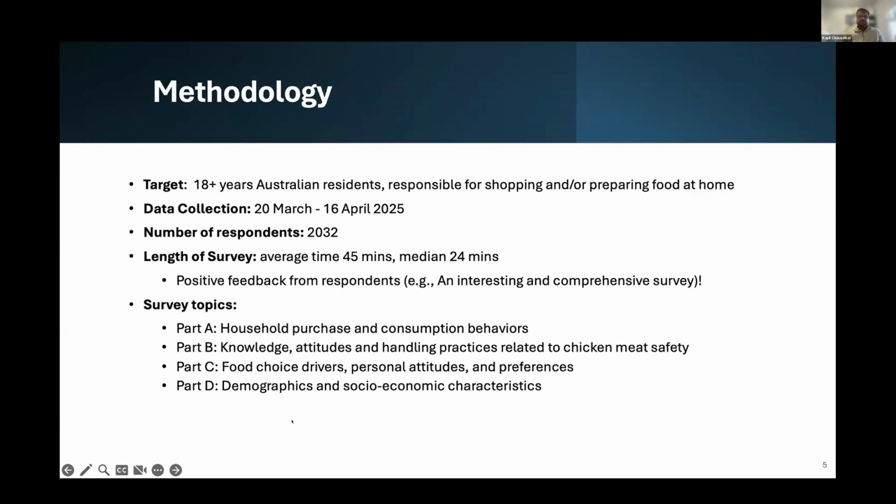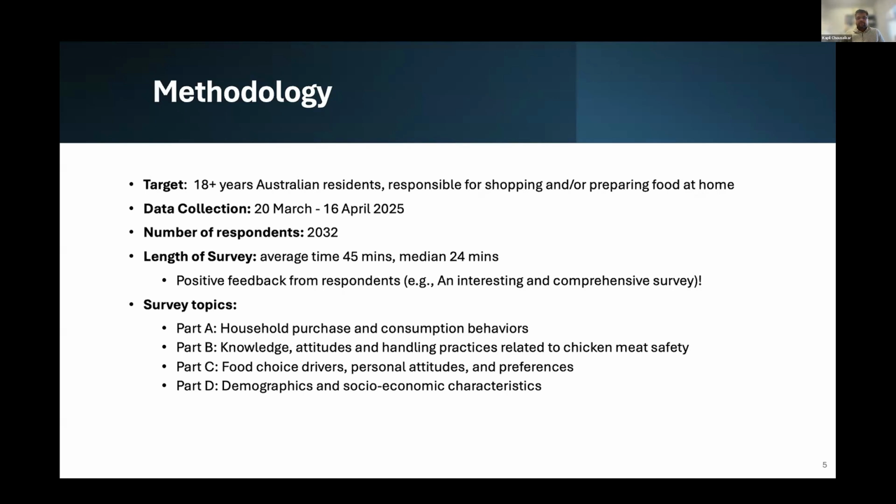As part of the methodology, this survey was conducted after obtaining human ethics approval from the University of Adelaide. The target was Australian residents aged 18 plus who are responsible for shopping and/or preparing food at home. We collected data from mid-March to mid-April, and we had over 2,000 participants in this survey.